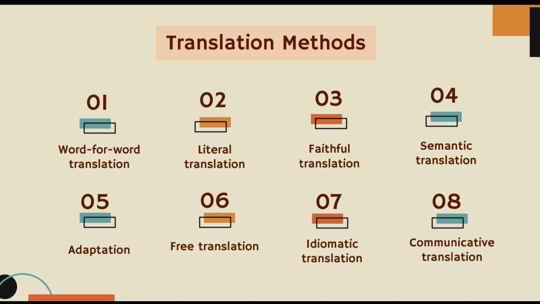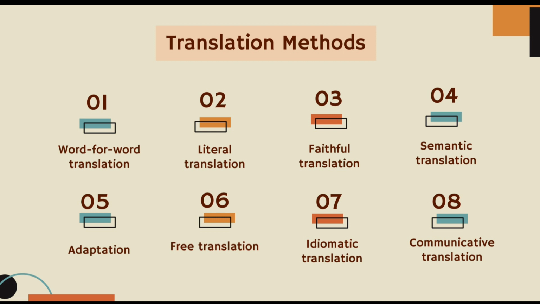Number 5. Adaptation, which is the freest form of translation and is used mainly for plays, comedies, and poetry. The themes, characters, plots are usually preserved. The SL culture is converted to the TL culture and the text is rewritten. Number 6. Free translation. It produces the TL text without the style, form, or content of the original.